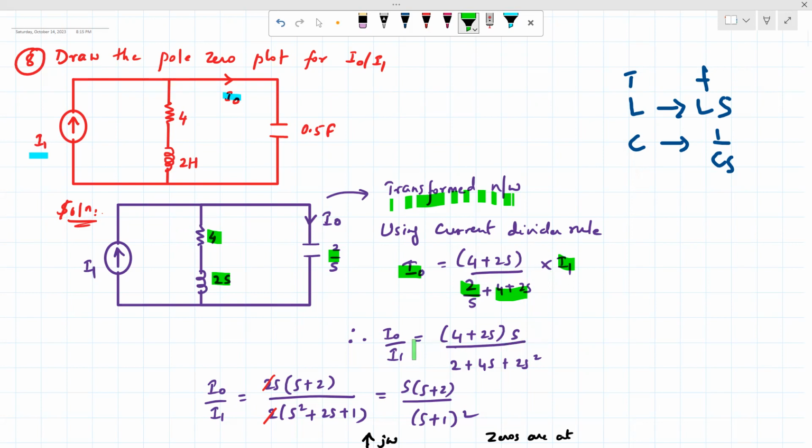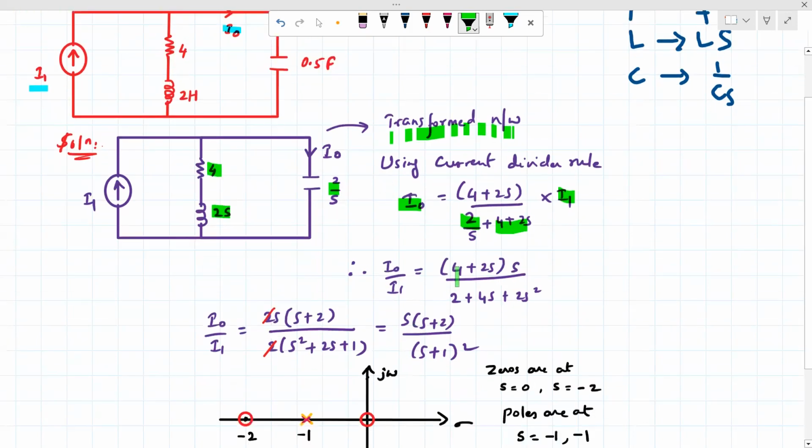So from here I will get I0 divided by I1 as (4 plus 2S) into S divided by 2S square plus 4S plus 2. So here I take 2S common. In the numerator, S plus 2 is remaining. And in denominator, if I take 2 common, S square plus 2S plus 1 is remaining. So this 2 gets cancelled. The remaining in the numerator is S into (S plus 2), and in denominator is (S plus 1) whole square.